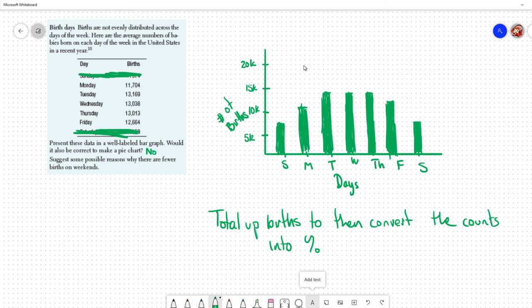I would have to be told, hey, by the way, in this entire year, nobody was born on a Saturday or a Sunday. Women that were pregnant were literally holding it in until Monday through Friday. I would have to be told that. I could not assume, because it's not in the data that they gave me, that Saturdays and Sundays were zeros. Okay? So if we know we don't have it all there, we cannot make a pie chart.